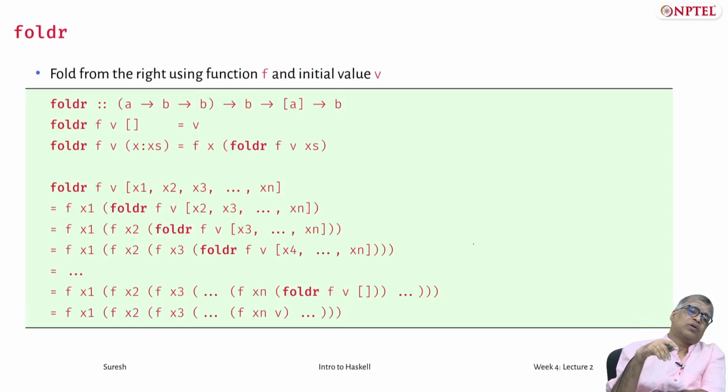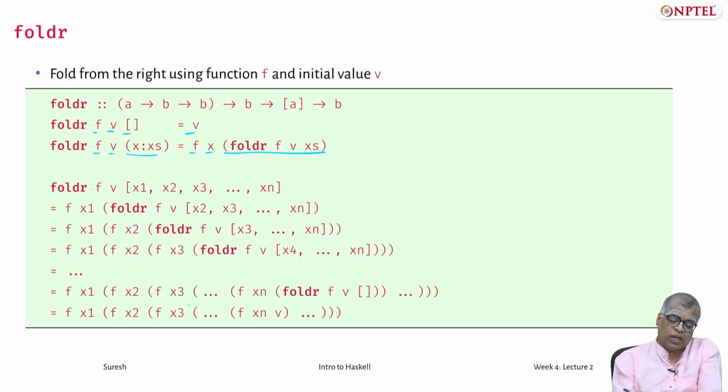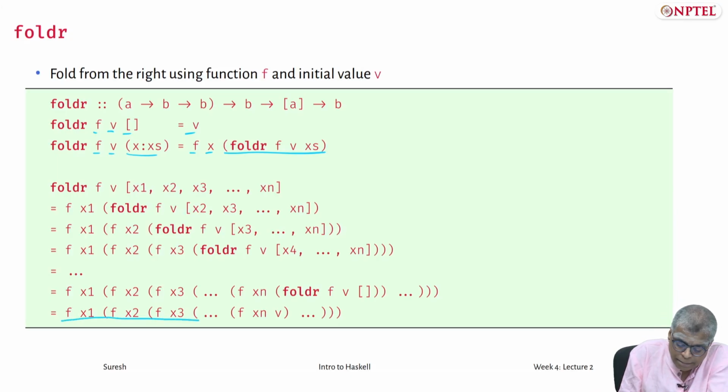So now let's look at one other aspect of folds. Recall the definition of foldr. foldr f v of the empty list is v, foldr f v of x colon xs is f applied on x and foldr f v xs. Now if you consider some list like x1 dot dot dot xn, then this will first expand to f applied on x1 and foldr f v of the tail, and this will expand to f applied on x2 and then foldr f v of its tail, and so on. Finally you will get something like this.